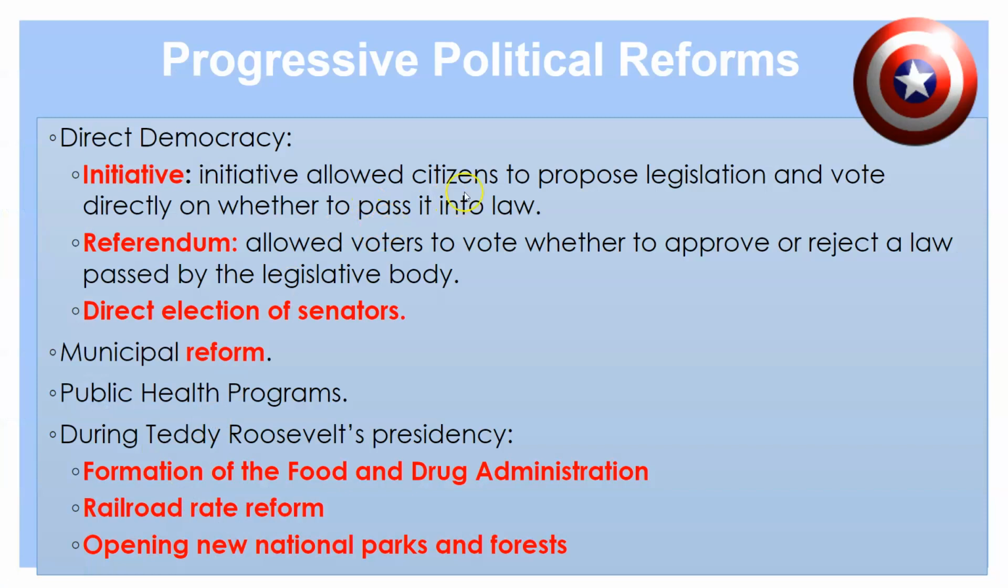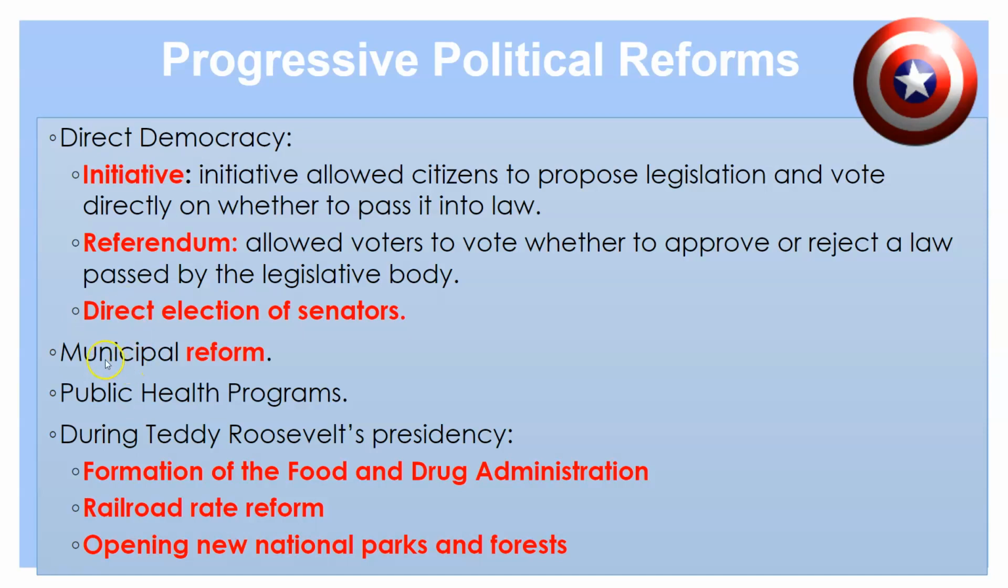So, some progressive political reforms included direct democracy. Direct democracy put democracy more in the hands of the people. So an initiative allowed citizens to propose legislation and vote directly on whether to pass it into law. A referendum allowed voters to vote whether to approve or reject a law passed by a legislative body. Direct election of senators meant that we, the voters, would actually choose. We would elect our senators.